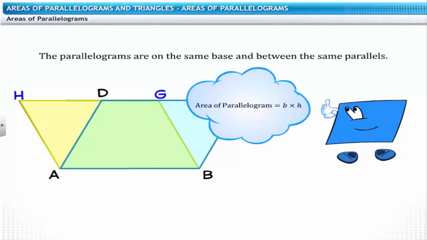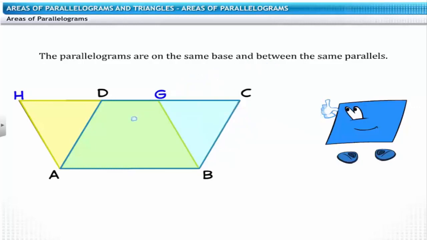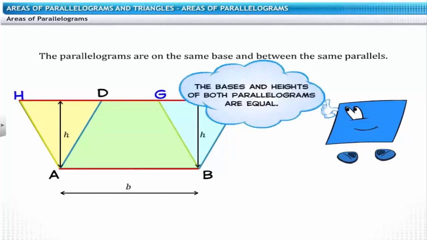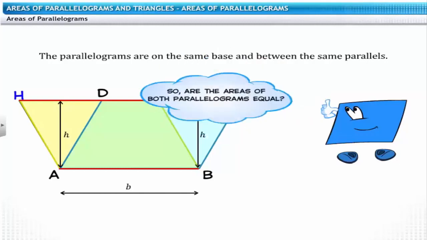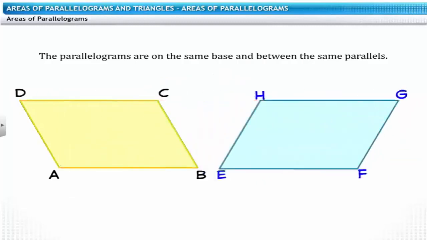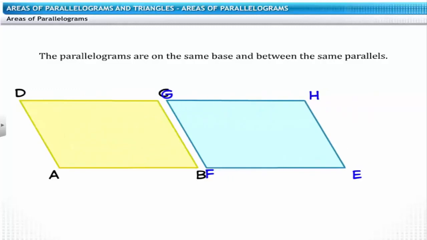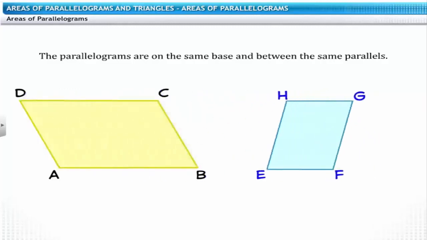You know that the area of a parallelogram is the product of the base and height. In the figure, the base of both the parallelograms is AB. We'll name it B. Since both parallelograms lie between the same parallels, the heights of the parallelograms are equal. We'll name the height H. The bases and heights of both parallelograms are equal. Does it imply that the area of both parallelograms are equal? Yes, it does.